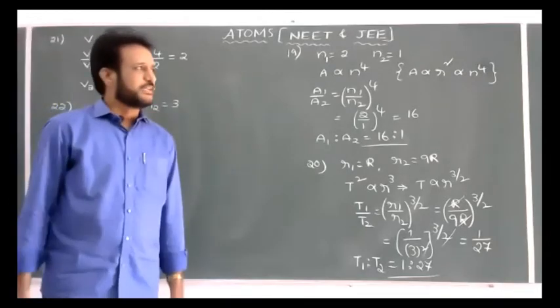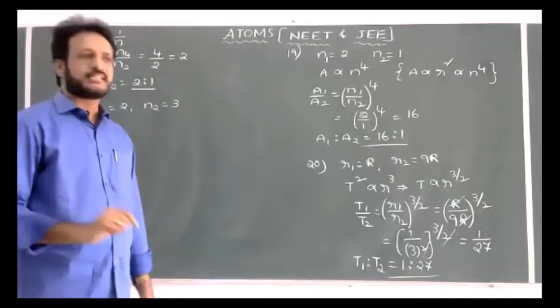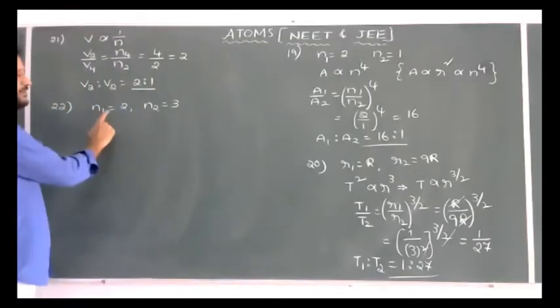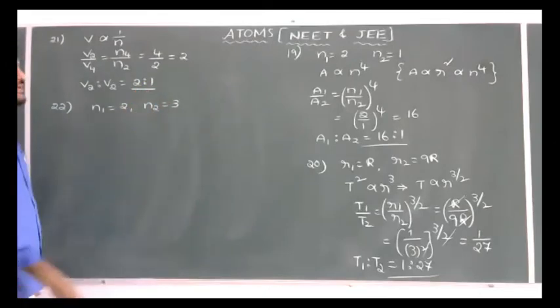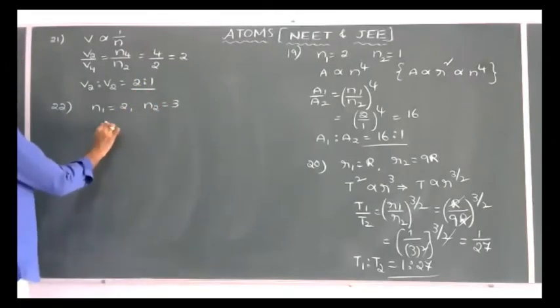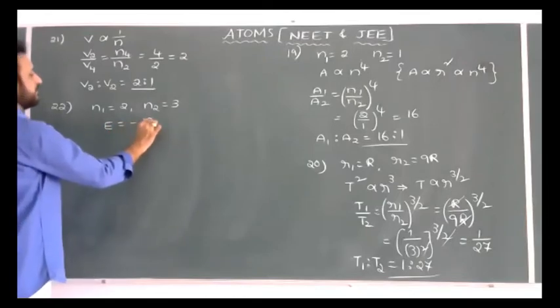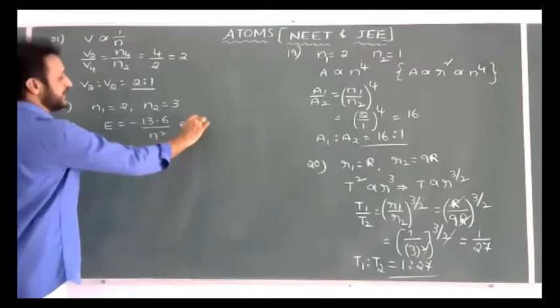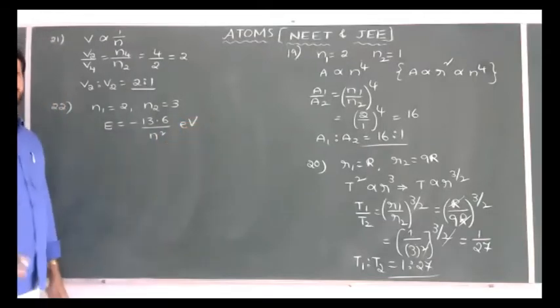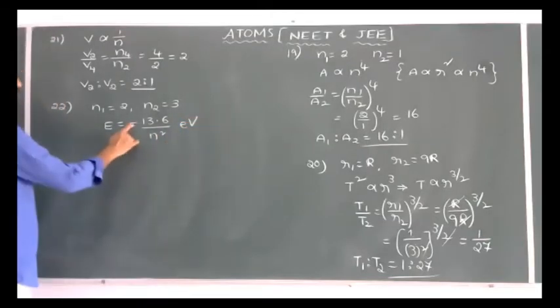So check here. The ratio of energy of electron they asked. First excited state n1 equal to 2. Second excited state n2 is equal to 3. What is the ratio of energy of electron? We know the formula, E is equal to minus 13.6 by n square in case of the hydrogen atom. So only the ratio of energy we want to calculate, no need to take a negative sign.